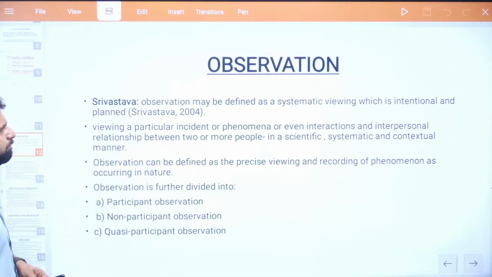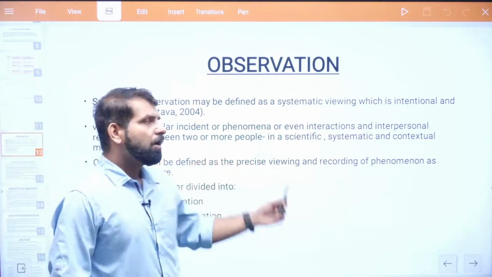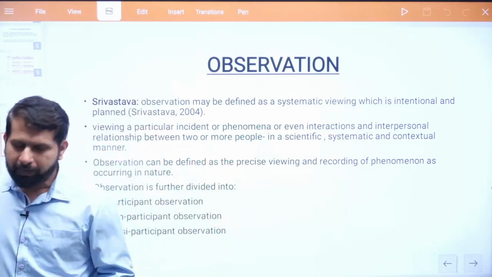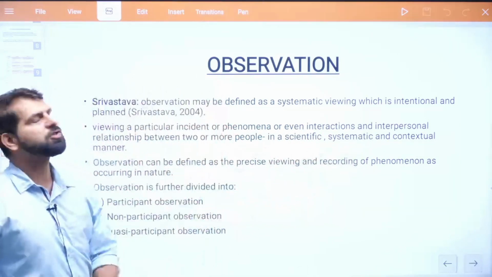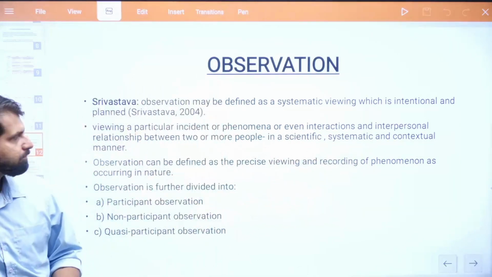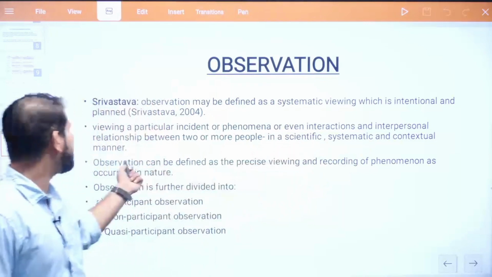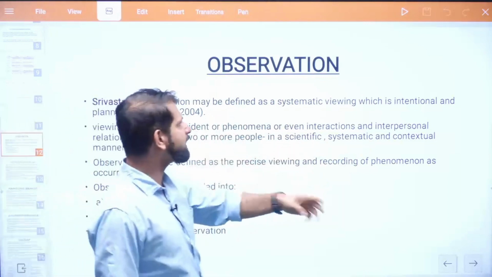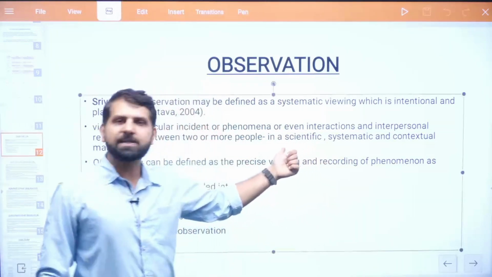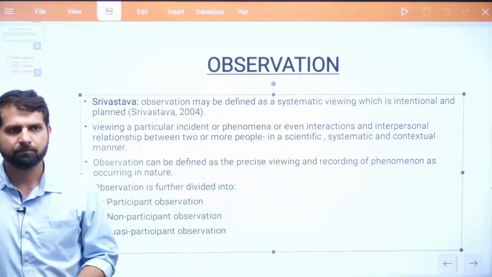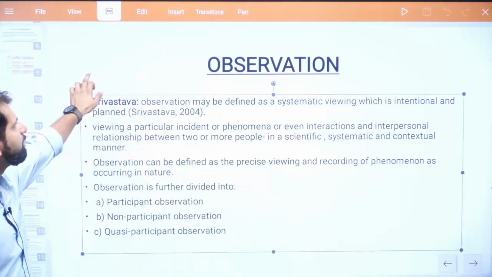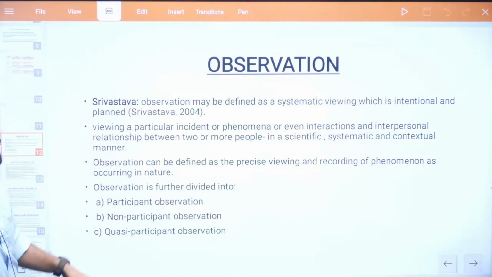So here when we are observing, the one thing which stands out is interactions and interpersonal relationship between two or more individuals in a scientific, systematic, and contextual manner. So these three things are important. That observation is scientific in nature, it is systematic, and it is contextual. These three things are important in your observation.